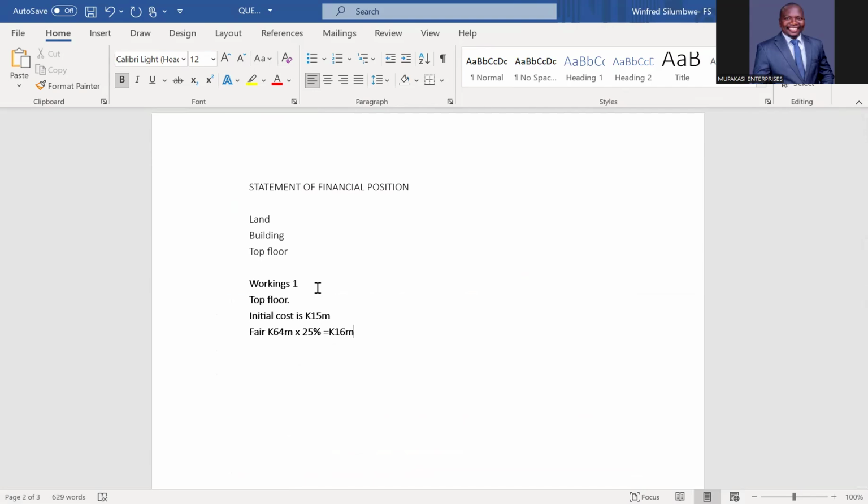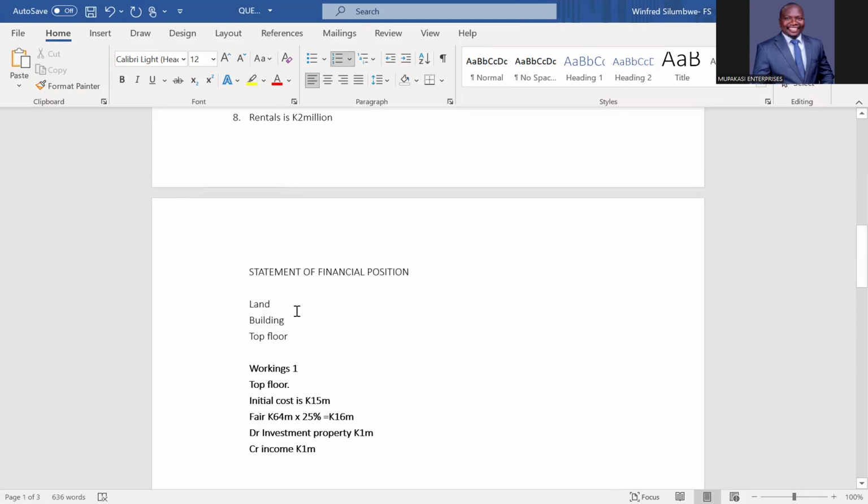Which means this top floor has moved from 15 million to 16 million, which means we debit property investment by 1 million and credit income 1 million. So which means in the statement of financial position, the top floor building, the value that we put under here will be 16 million. That one we are done.